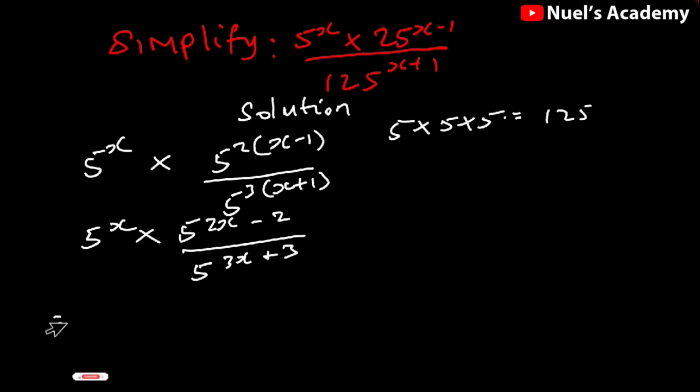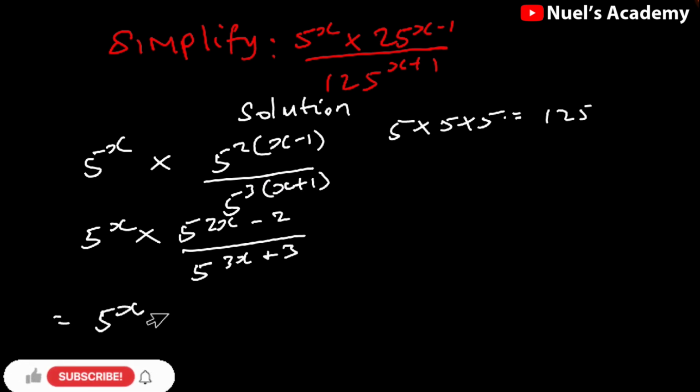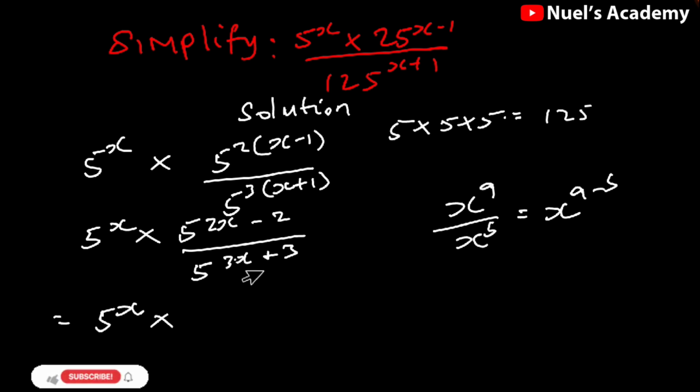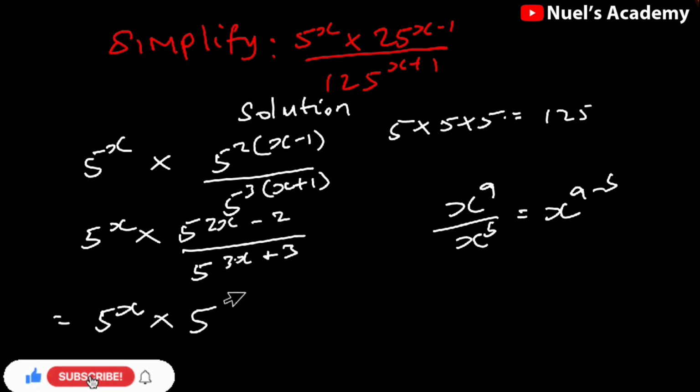So this equals 5 raised to the power x times, now remember, when you have x raised to the power a over x raised to the power b, this is equal to x raised to the power a minus b. So you subtract the exponent of the denominator from the numerator. Here the same thing we are going to do. We are going to subtract 3x plus 3 from 2x minus 2. So you have 5 raised to the power 2x minus 2, then minus 3x plus 3.